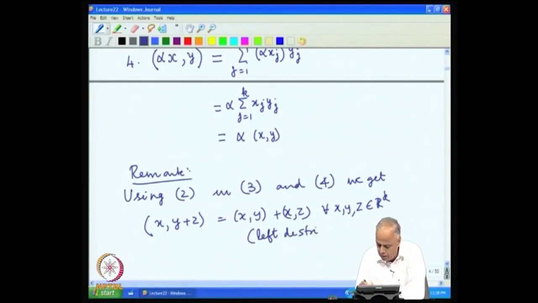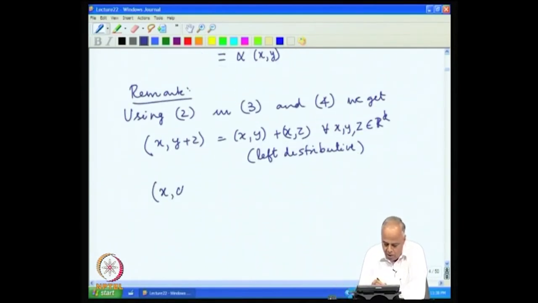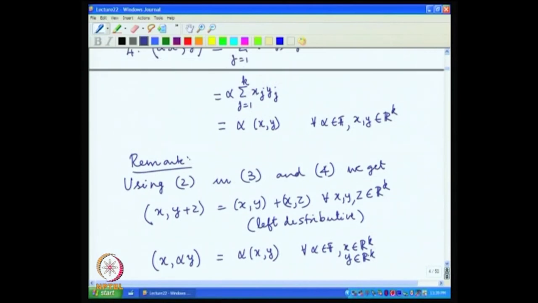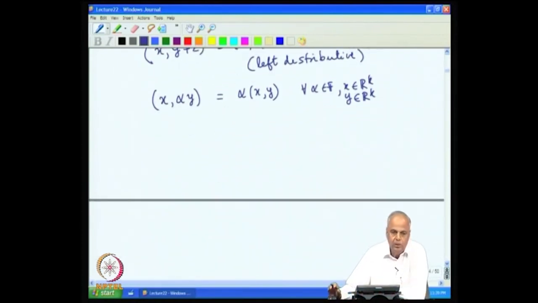The inner product is left distributive, and we get (x, alpha y) is the same as alpha times (x, y) for every alpha in F and x, y in R^k. So, we have left distributive, right distributive, and the constants can be pulled out of the inner product either from the first factor or from the second factor. This is a very important generalization of the notion of the dot product that we had in vector algebra.